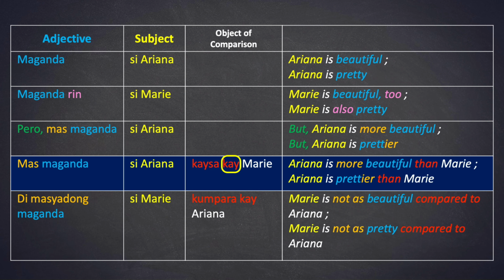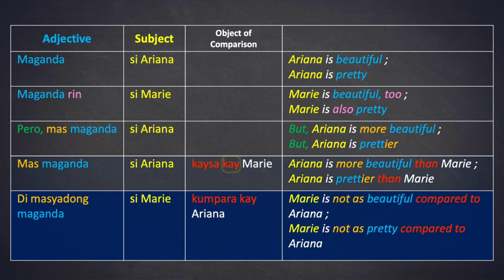Got it? Now, let's try the worst degree with another sentence pattern. Di masyadong maganda si Marie kumpara kay Ariana. Marie is not as beautiful compared to Ariana. Or, Marie is not as pretty compared to Ariana. The characteristic of Marie is reduced in degree compared to Ariana. This is emphasized with the preposition kumpara kay. Again, we use the indirect marker kay because Ariana is a proper noun.